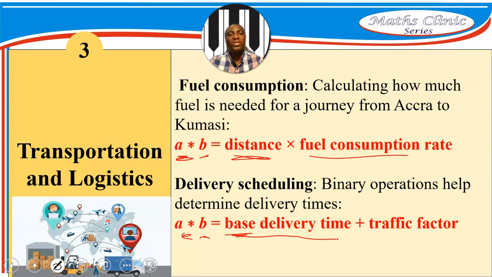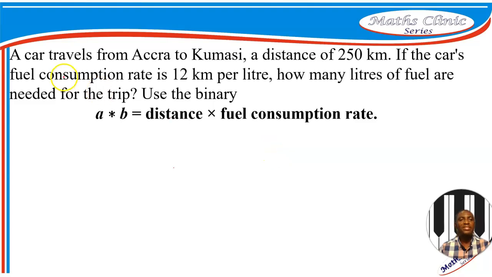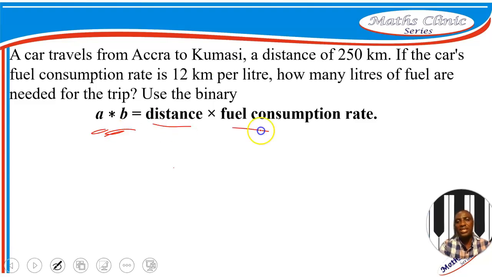All this, we encounter them each and every day, and the basic calculation that is being done is a binary operation. So when I pick an example like a car travels from Accra to Kumasi, a distance of 250 kilometers. If the car's fuel consumption rate is 12 kilometers per liter, how many liters of fuel are needed for the trip? And if the binary operation, which is defined as A star B, is equal to distance times fuel consumption, you can do your calculation.